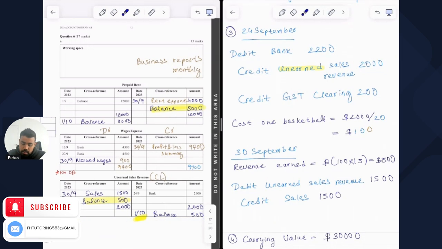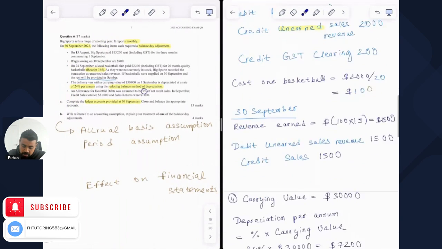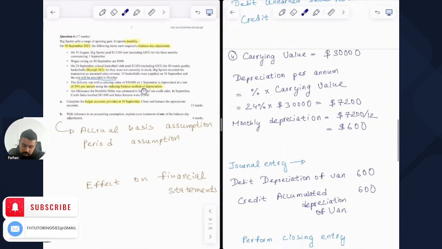All right. So let's look into transaction number 4. The delivery van with a carrying value of $30,000 on 1 September is depreciated at a rate of 24% per annum using the reducing balance method of depreciation. So we're working with a non-current asset, a delivery van, which has a carrying amount of $30,000 on 1st of September. So this carrying amount of $30,000 refers to the economic benefit that is available within this delivery van for use within the business. Now, we are using the reducing balance method.